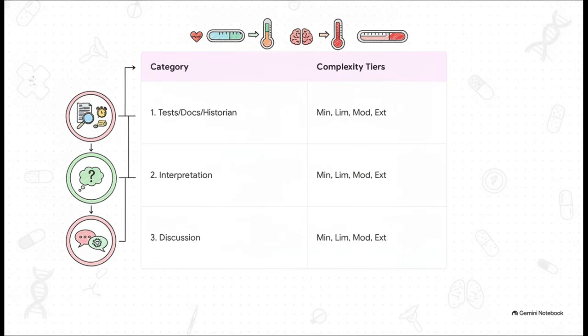Category 1 is all about tests, documents, and independent historians. Category 2 handles the independent interpretation of tests, and Category 3 covers the discussion of management or test interpretation. Think of it like a giant sorting hat. Every single piece of data you review absolutely must fit neatly into one of these 3 buckets.